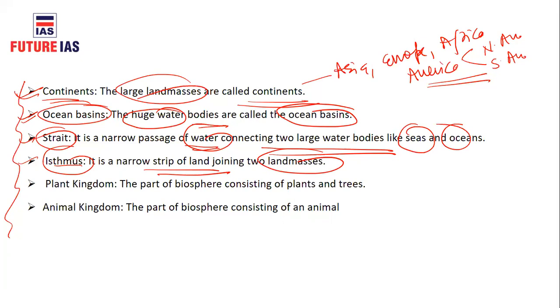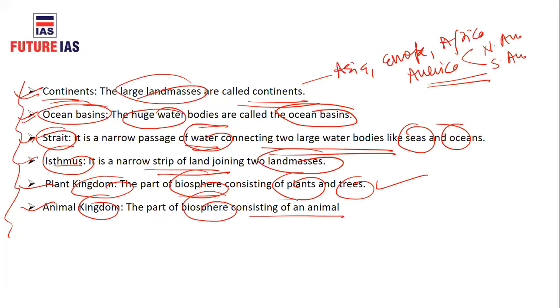The plant kingdom means that part of the biosphere consisting of plants and trees. The animal kingdom means that part of the biosphere consisting of only animals. They are called animal kingdom. So they are called flora, and it is called fauna.